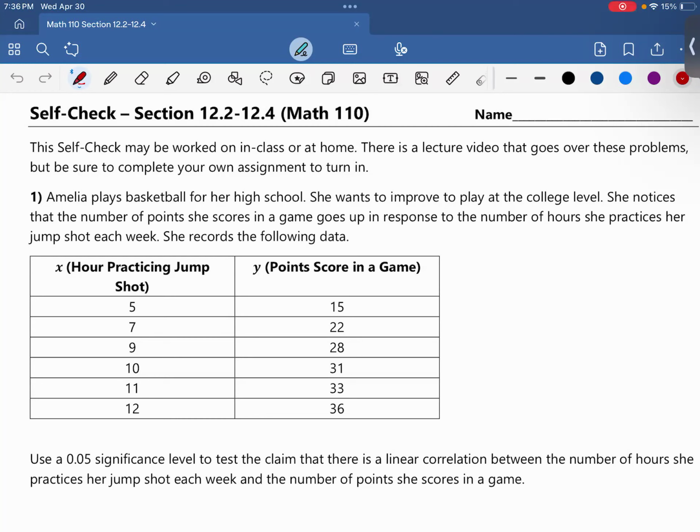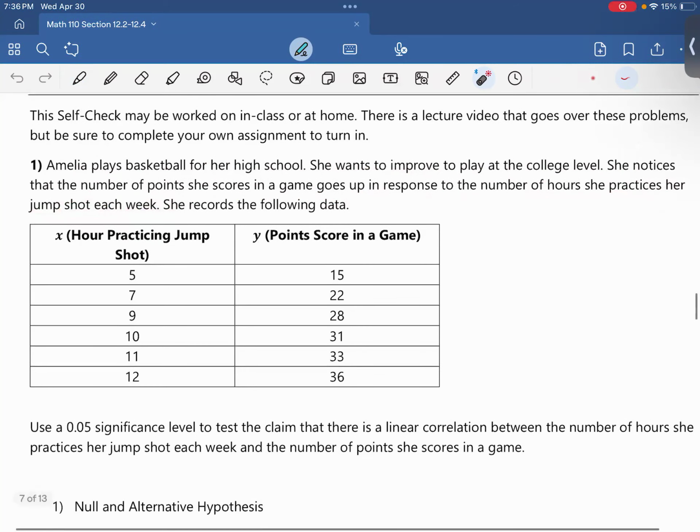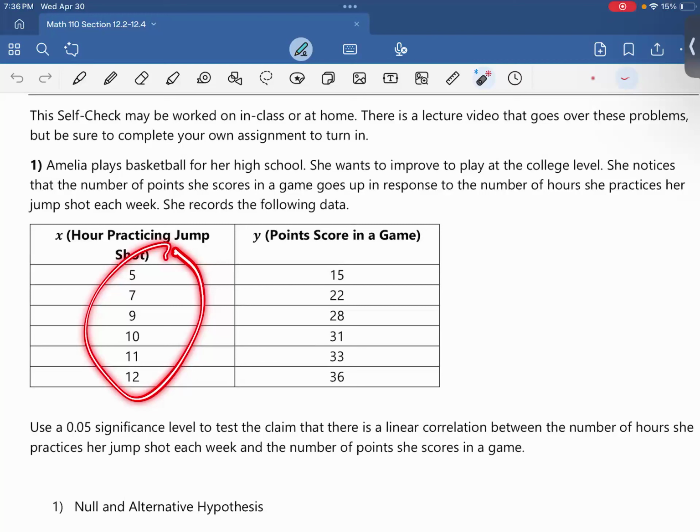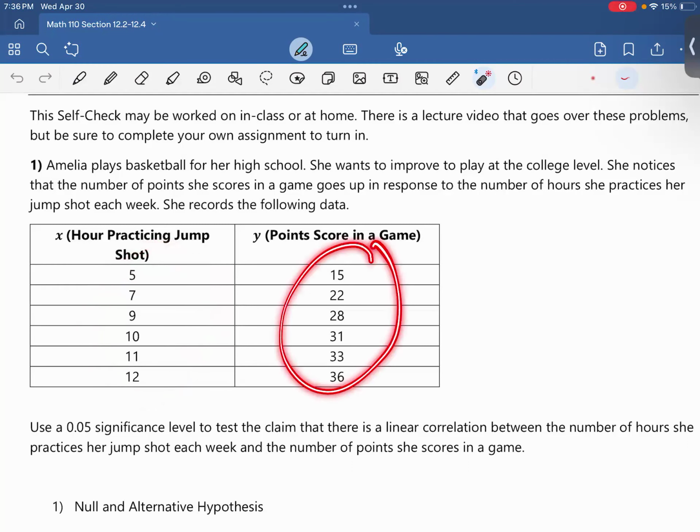Let's look at number one. Number one states, Amelia plays basketball for her high school. She wants to improve to play at the college level. She notices that the number of points she scores in a game goes up in response to the number of hours she practices her shot each week. And here's the following data in a table: how many hours she practices her jump shot, and then the points per game following that practice.